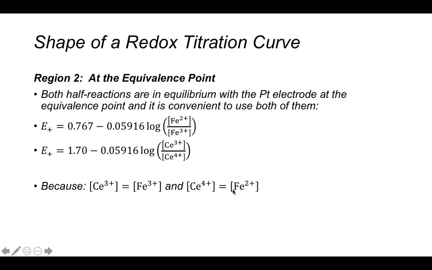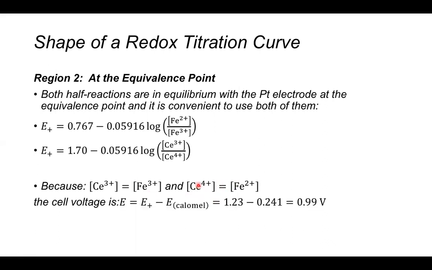Because the concentrations of cerium 3 plus and iron 3 plus are equal, and these other concentrations are equal, we're able to work out the cell voltage. So the cell voltage E is equal to the potential at the reduction minus the potential at the oxidation, which is our reference electrode. That is 1.23 minus 0.241, which gives us a total cell potential of 0.99 volts.